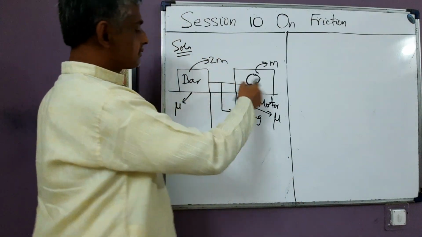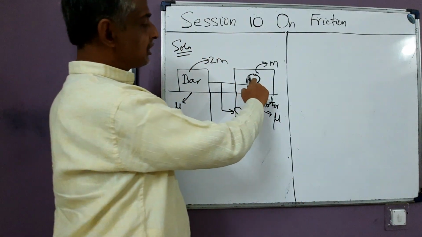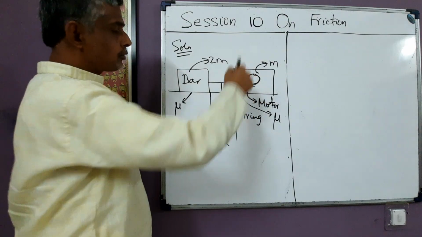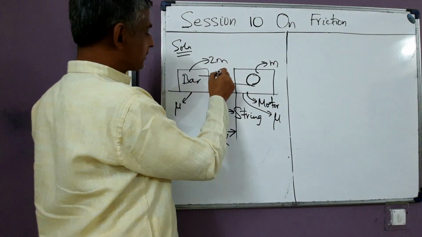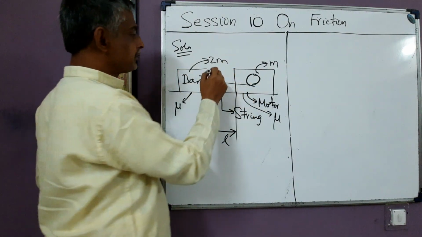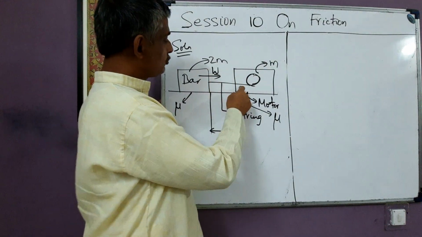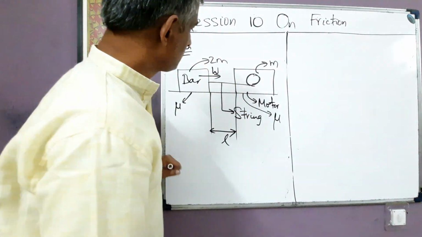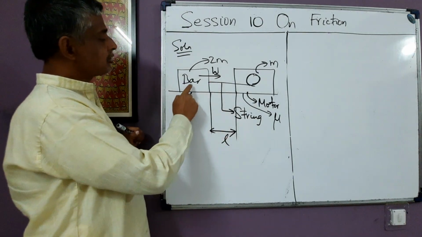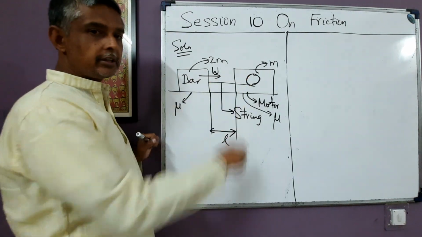Now the system is released and the motor is switched on at time 0. It begins to rotate, so the bar begins to move rightward at a constant acceleration W. The question is after what time the two bodies will collide. And W is the constant acceleration of the bar with respect to ground towards the rightward direction.